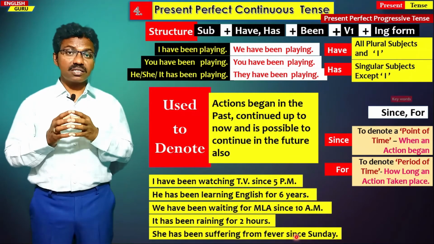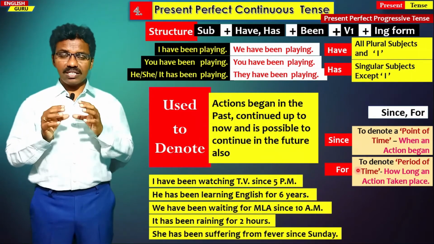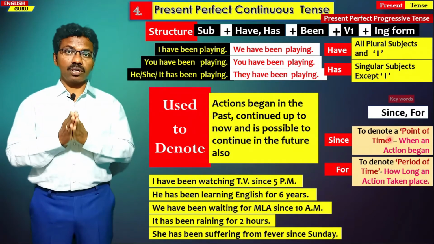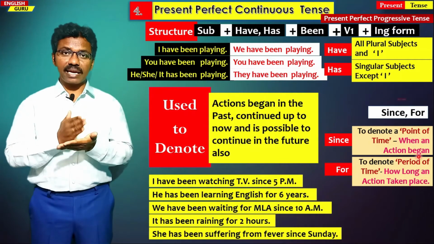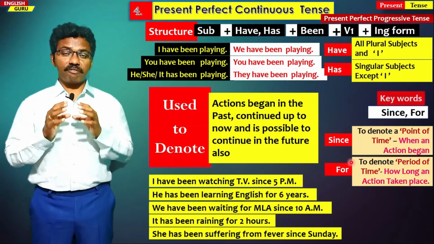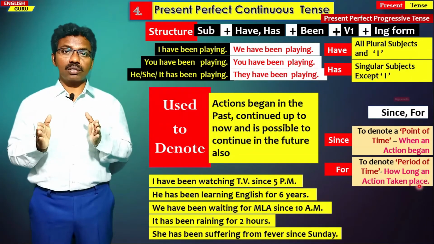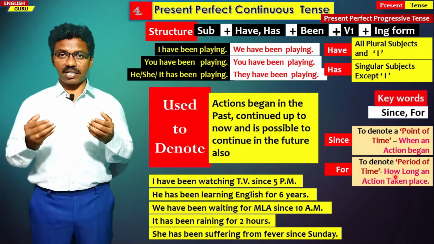So that's the reason since. So this is how since and for are used. Since is used to talk about a point of time, that is when an action began, whereas for is used to talk about a period of time, that is how long that activity has taken place in a sentence.